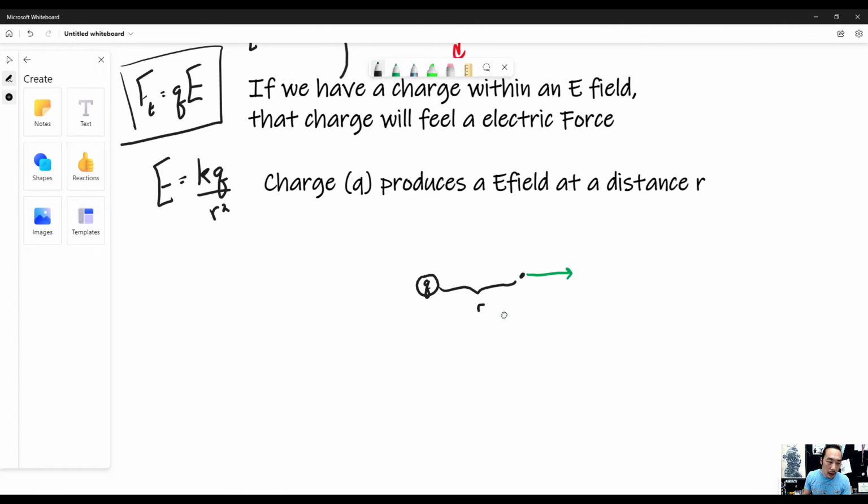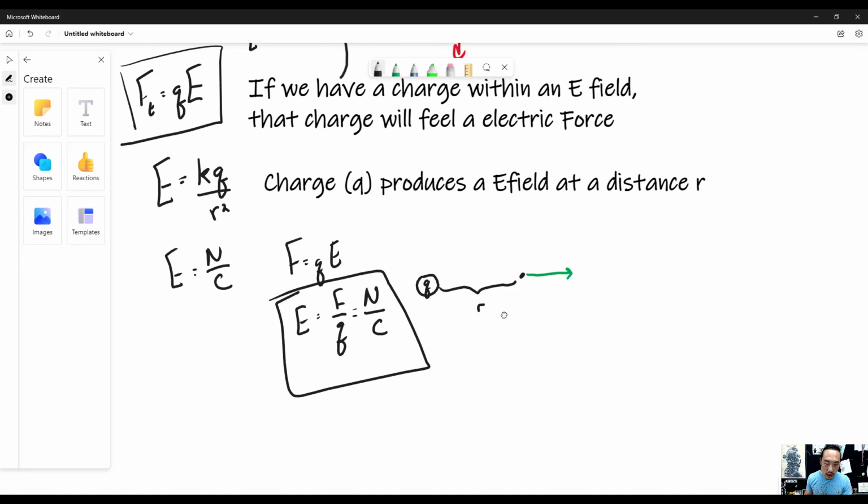All right, and the very last thing that we want to go over, of course, are the units. The units for the E field are newtons per coulomb, and we get that by using the F equals QE formula, right? E is equal to F over Q. The units for force are newtons. The units for charge are coulombs. So the units for E field are newtons per coulomb.